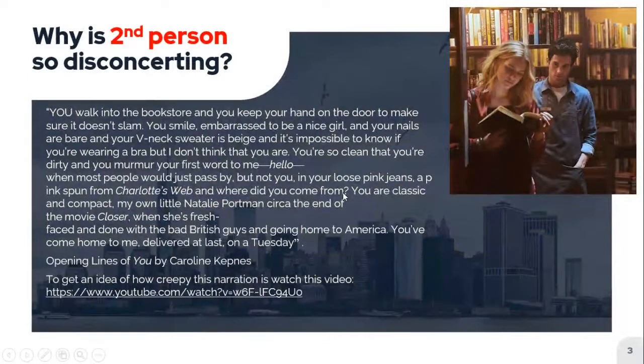So hopefully you took a minute to think about that. But what I want to talk about briefly, because it is not a genre that is very often used, but it does have a very specific point, is why second person narration is so disconcerting. The reason why I'm doing this is to really give you an idea that there is an intention behind every author's choice. So I'm going to read to you the opening lines of You by Caroline Kepnes.